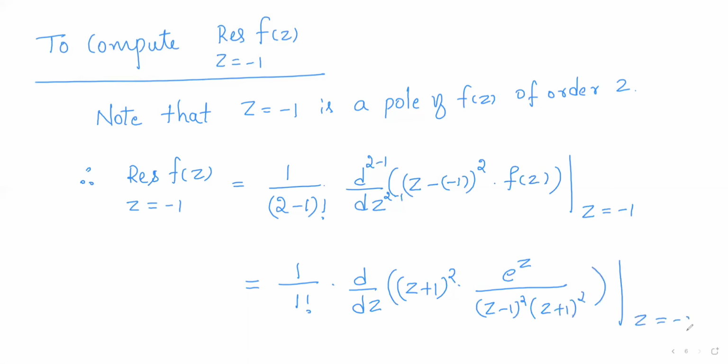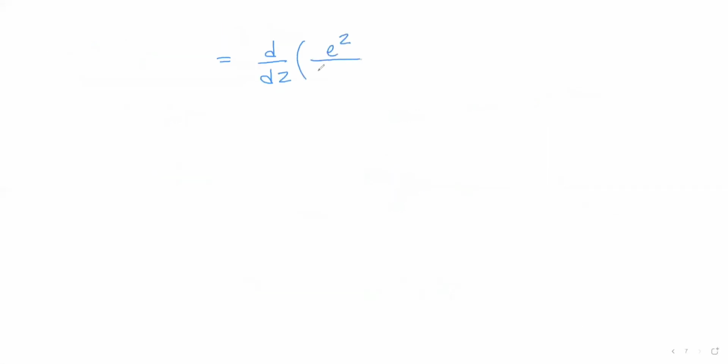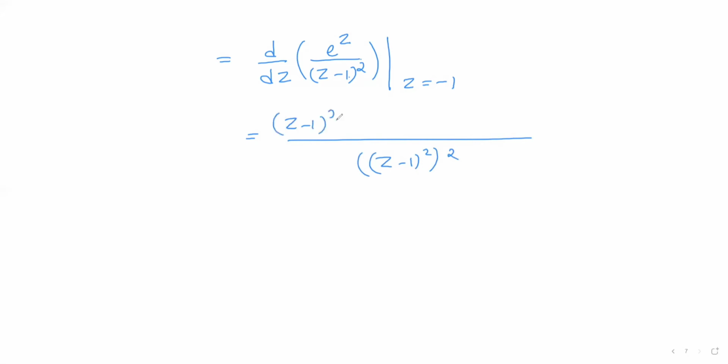So at z is equal to minus 1, which is equal to differentiation of, inside these two factors get cancelled. So we are left with e to the power z divided by z minus 1 square at z is equal to minus 1. So to differentiate this, apply the quotient rule. So denominator whole square in the denominator, in the numerator, denominator function into differentiation of numerator minus differentiation of denominator into numerator function as it is. So this at minus 1.